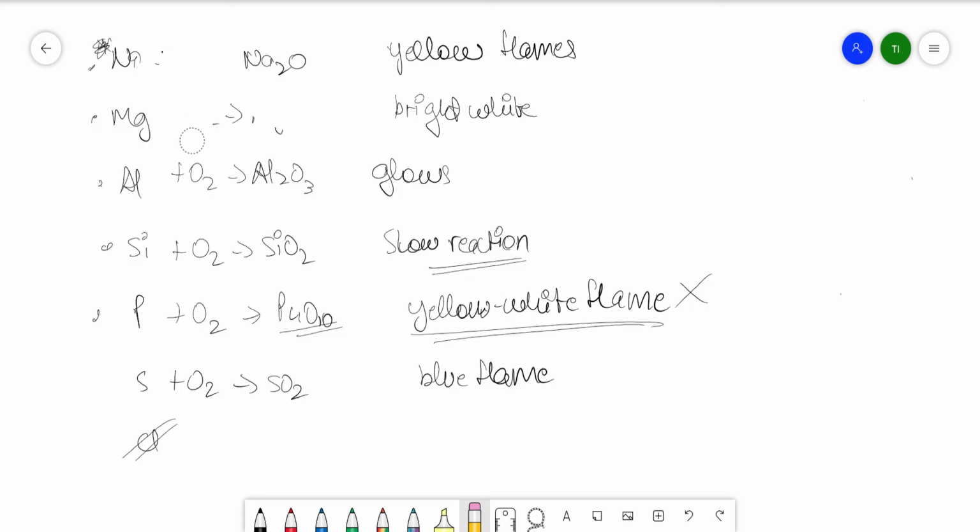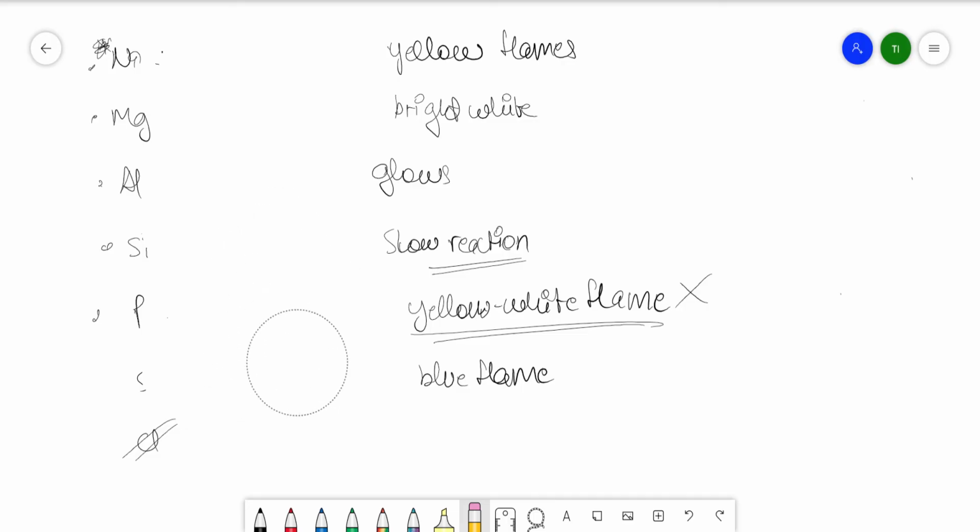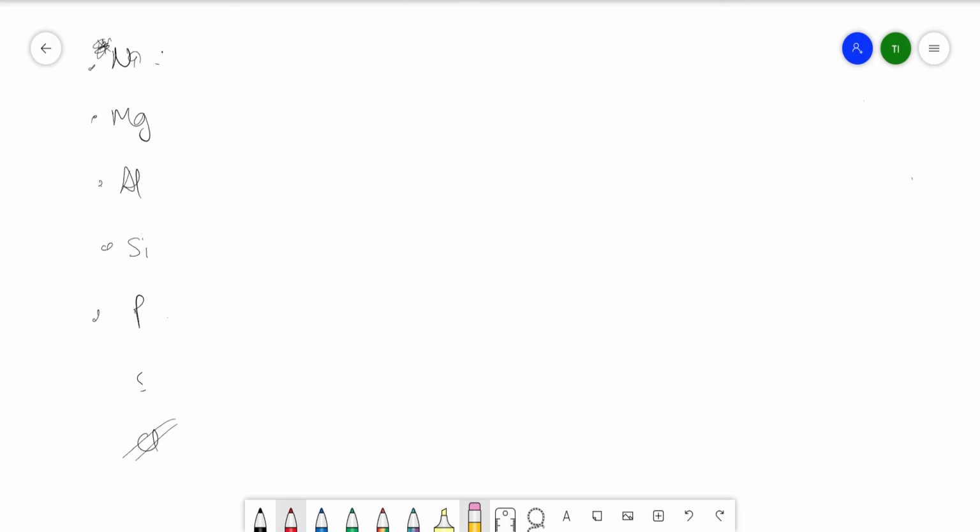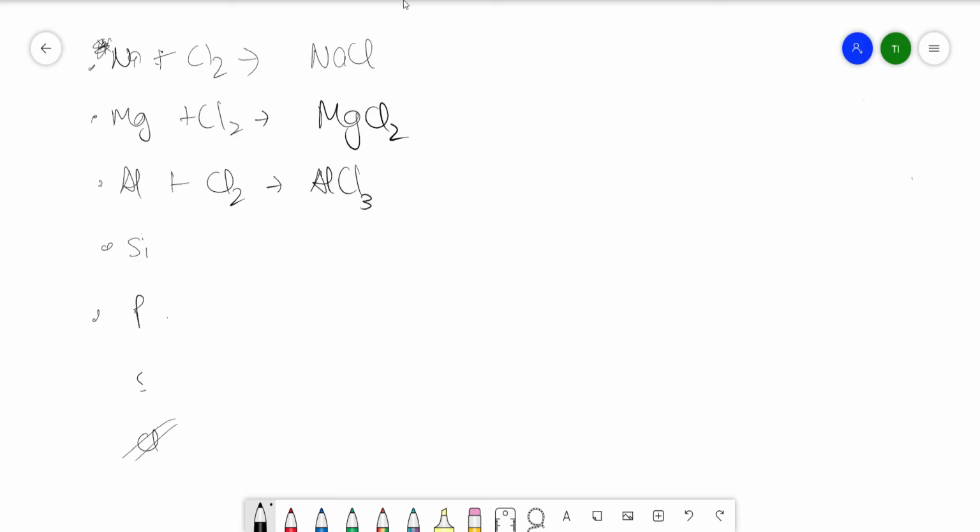Now let's make the reactions with chlorine. I won't balance the equations. The reaction with Na and Cl2 will give you NaCl, table salt, basic. With Mg, it will give you MgCl2. For Al, it will give you AlCl3, which is hydrated, or will give you Al2Cl6, which is anhydrous.